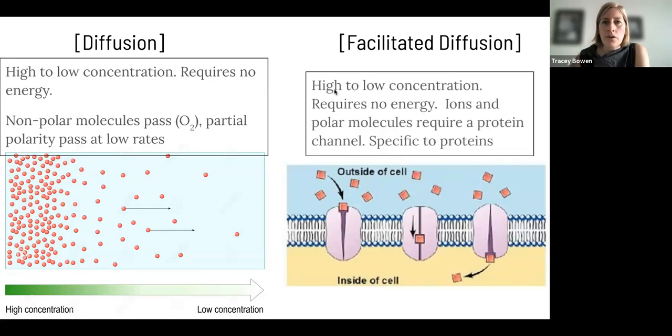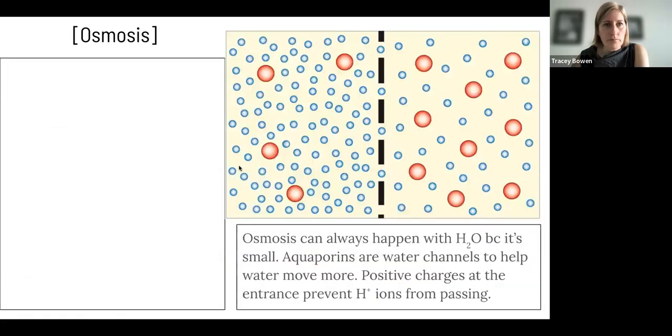Facilitated diffusion is also high to low concentration. This also requires no energy, but it does require proteins in the membrane. And so ions and polar molecules require protein channels, and that's going to be specific to what's being transported. It's specific to the protein.